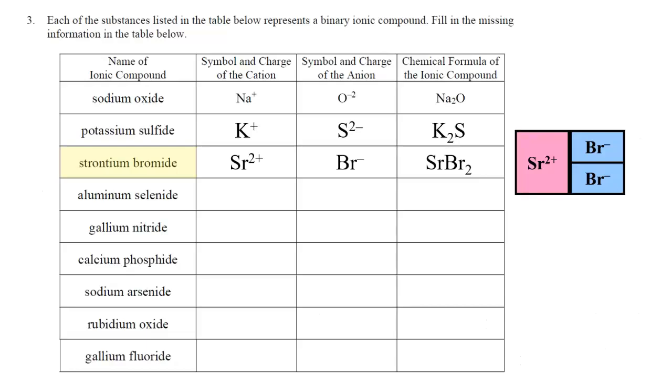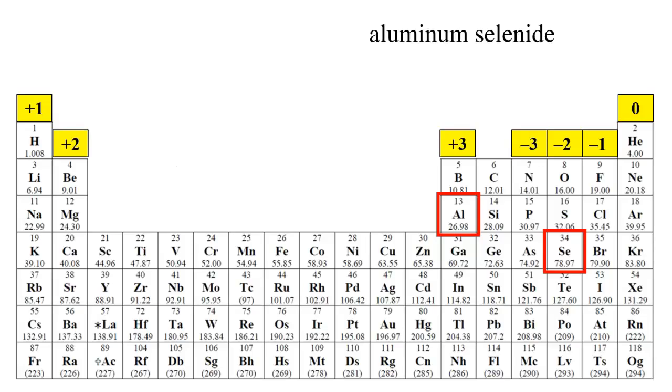And now moving on to our next example, it involves aluminum and selenium. And so the correct chemical name is aluminum selenide. So let's go find aluminum and selenium. So there is aluminum in group 13.